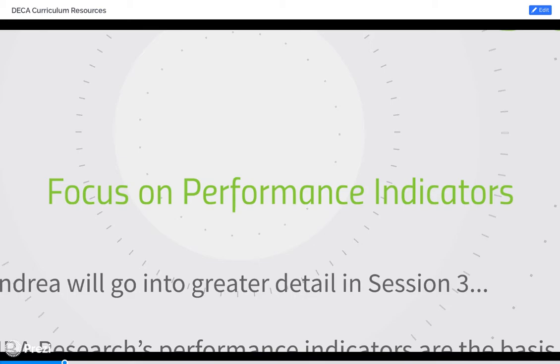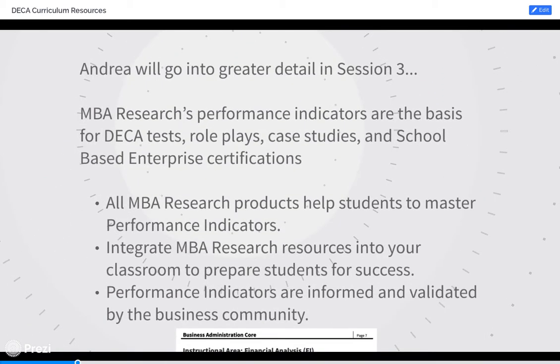If you're like me, and when you were a new DECA advisor, for me that was just 2 years ago, I did not know what a performance indicator was until I made it to regional competitions. Nobody ever told me. I didn't know that I needed to be focused on them, but here I am telling you that you need to be focused on performance indicators.